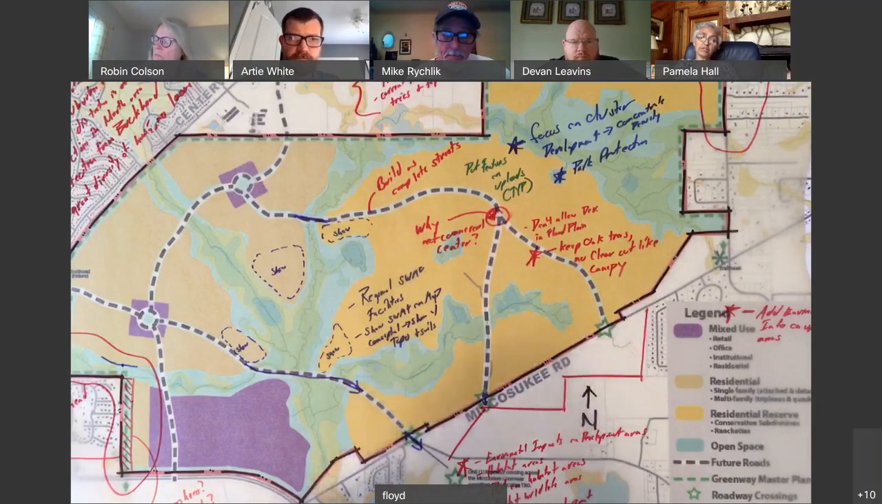Do you know what the price is for the Blueprint linear park all the way around it? I do not know that, no. Just curious.